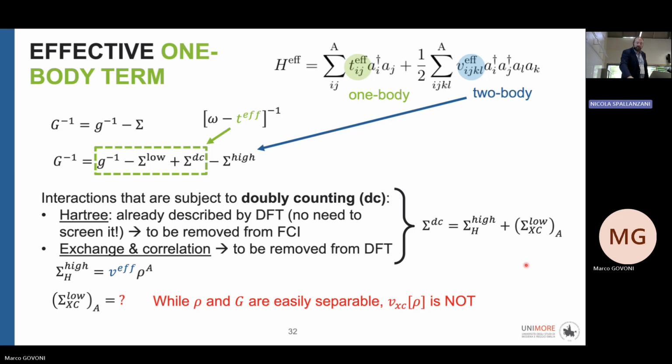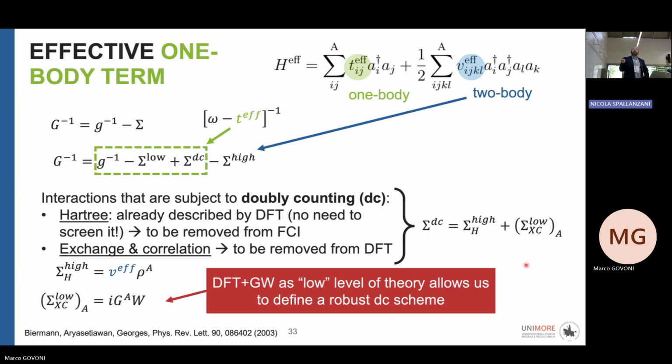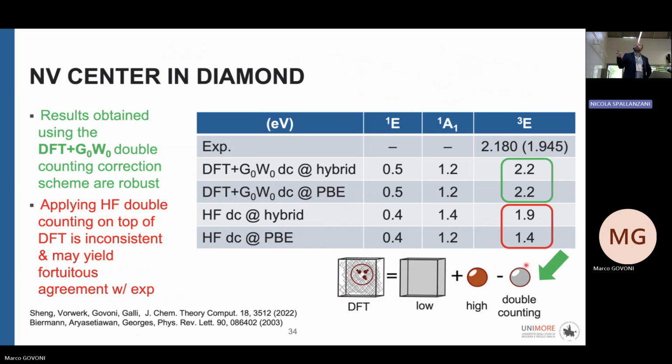And so one introduces DFT plus GW as the low level of theory, because now this allows us to define a self-energy just for the active space. And so this is the key approach, the key development in order to design a double counting scheme that is robust. How robust? We see it here.